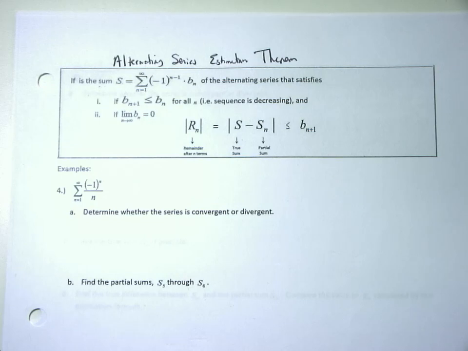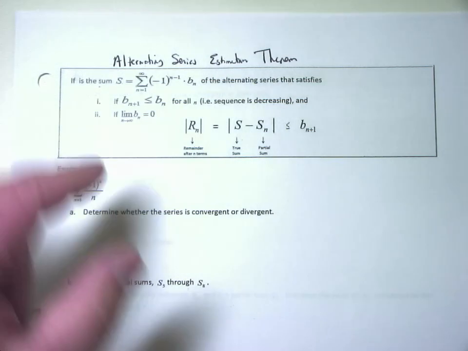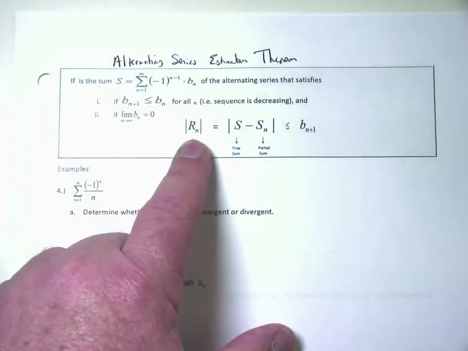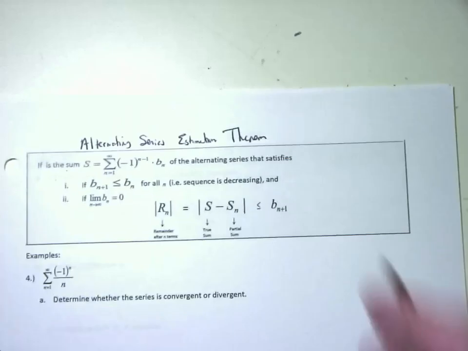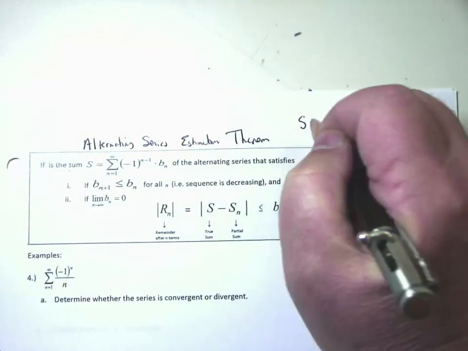Now, this is an alternating series. We know when it's going to converge. But here's going to be my problem. You see that little Rn? Rn is this. You've got S, which is your true sum.